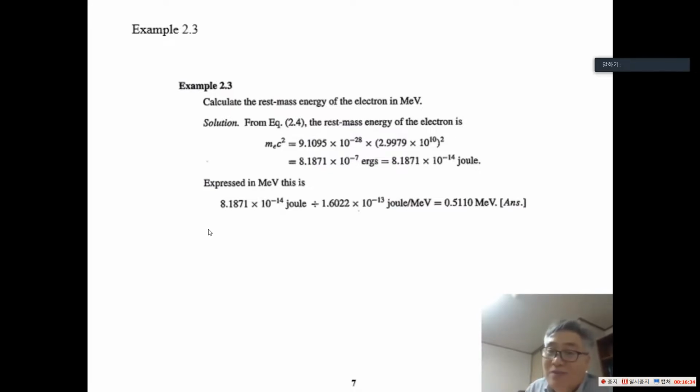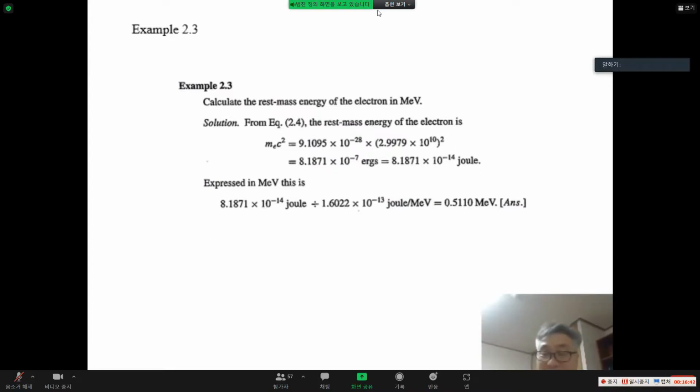So you have to memorize this number, 0.511 MeV. That is the rest mass energy of an electron. Okay?